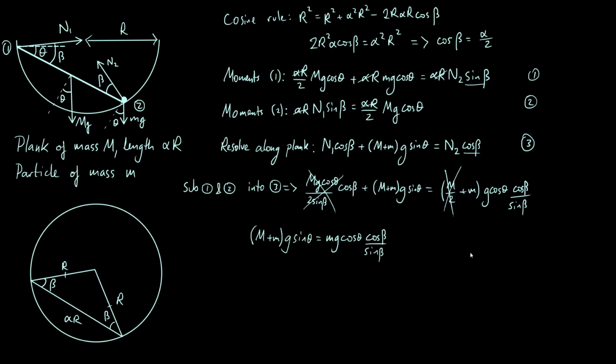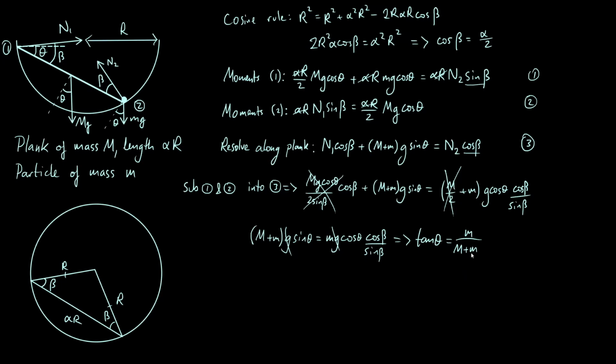Okay, and then of course we can cancel the g's, and if we put all our thetas on the same side, we can do that by dividing everything by cos theta, right? So on the left hand side we get sine theta over cos theta, which is tan of theta. Okay, so tan theta has to be, well, we then also divide everything by big M plus small m. We get small m over big M plus small m.